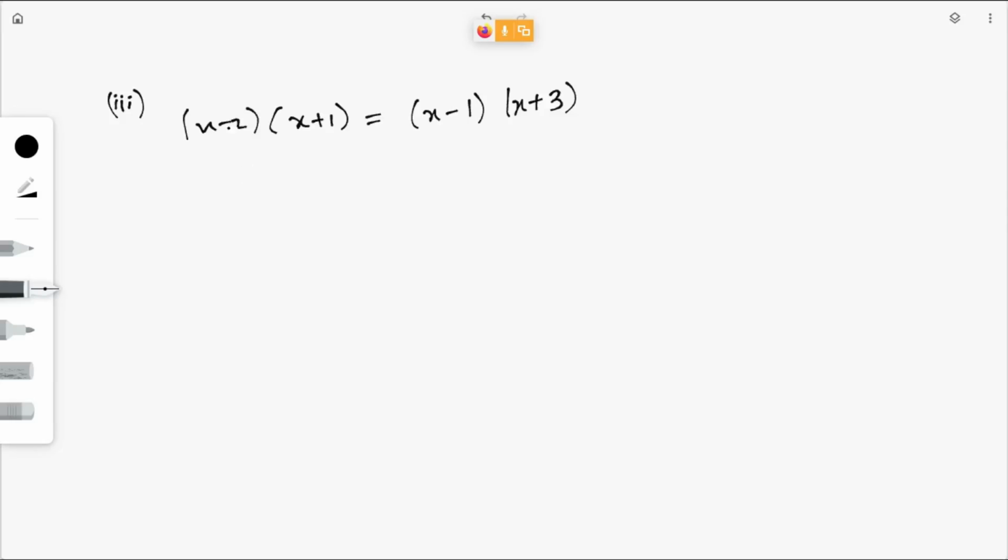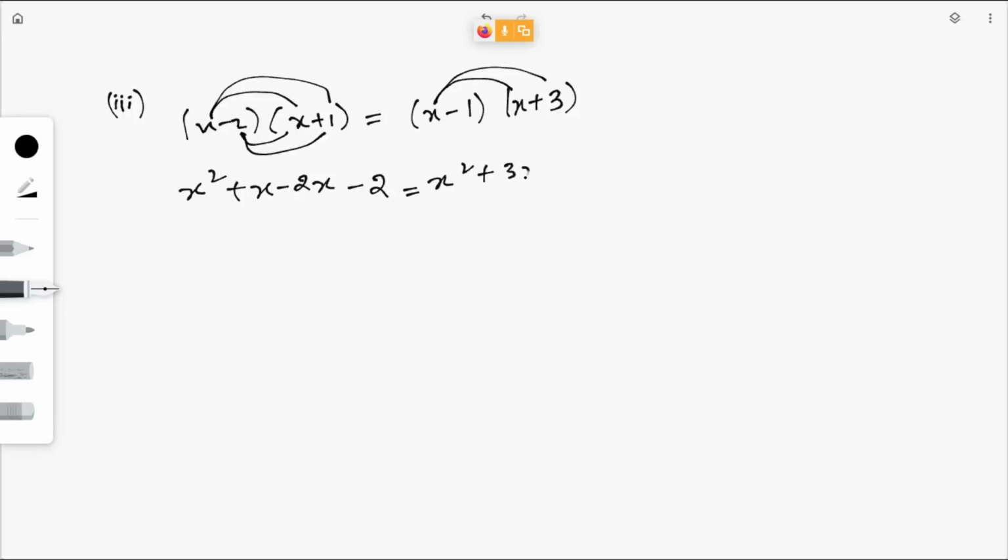Okay. So now if you multiply this first term with this term, then you will get x square. If you multiply this x with 1, you will get x. Minus 2 into x, minus 2x, minus 2 into plus 1, again minus 2 is equal to x square 3x. So can you explain it again? This one? See here. Yes, sir.